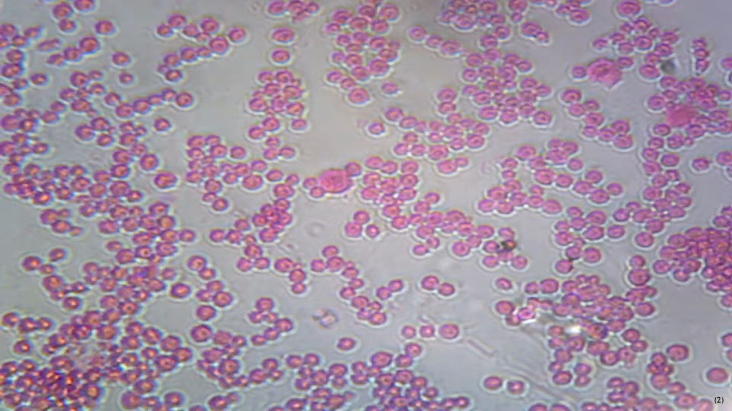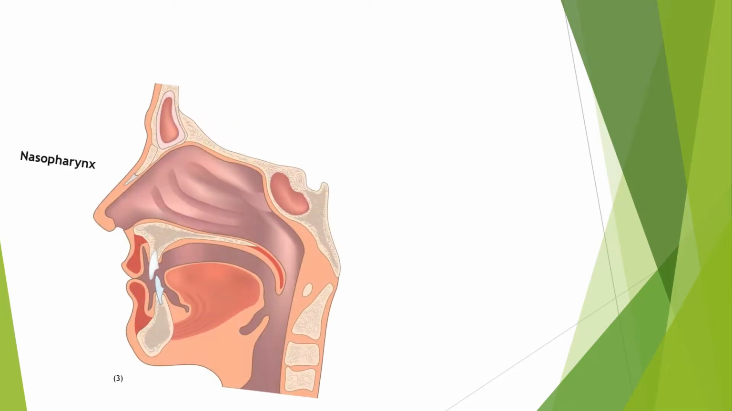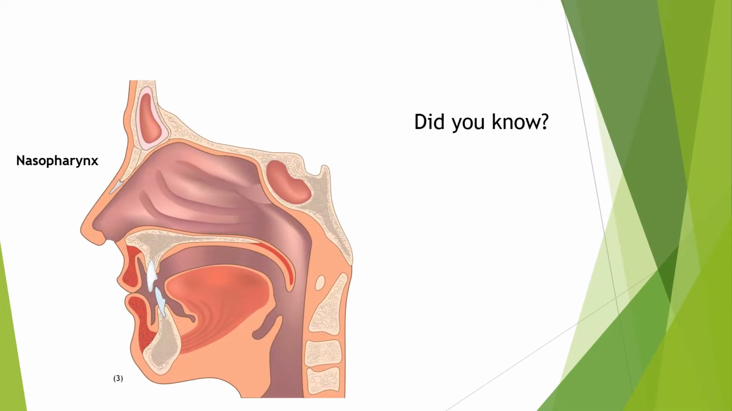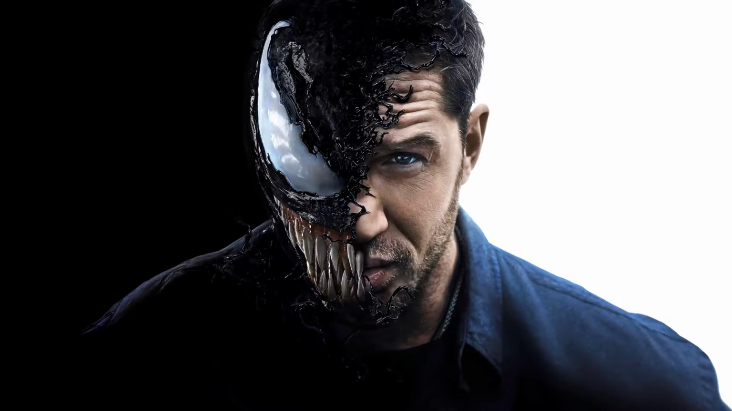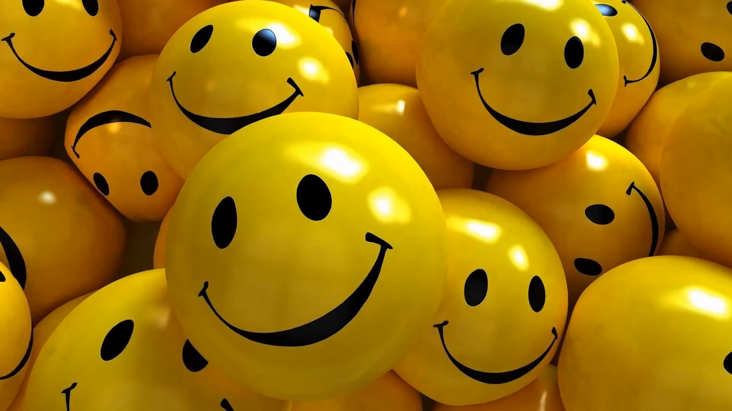Transmission for me is pretty hard from host to host because I don't really survive long outside the host cell, so it has to be pretty much a swapping of bodily fluids, otherwise I'm toast. I currently live in 10% of the population within the nasopharynx, without any of them showing any illness whatsoever. I like to think of us as having a sort of symbiotic relationship, you know? Like Venom, but instead of giving you godly superpowers, I give you my company.